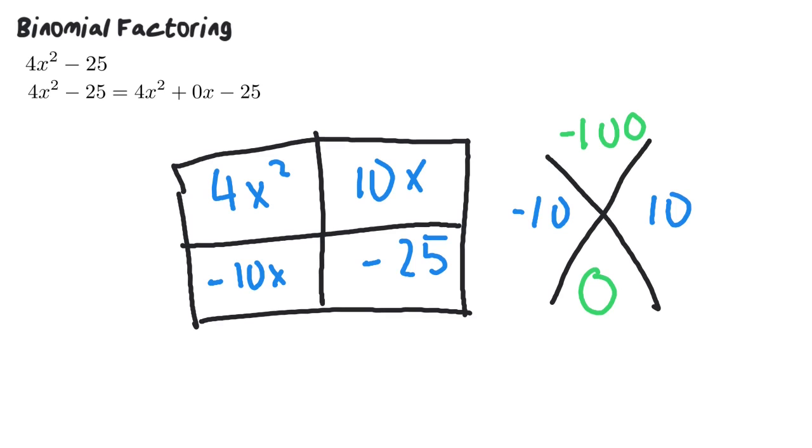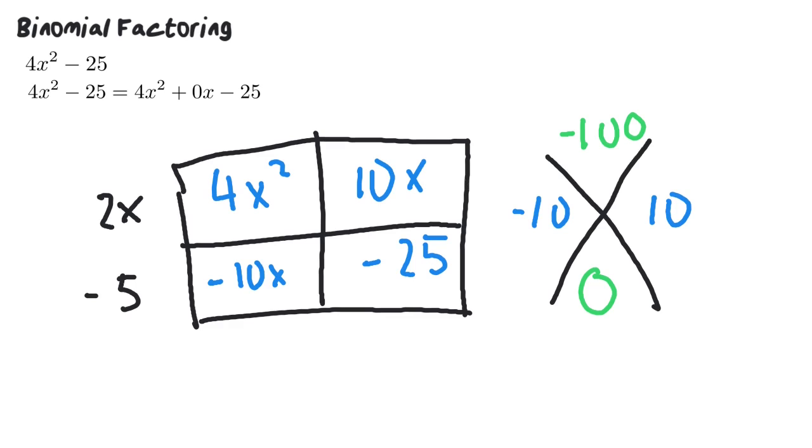So going across the top row from right to left, 10x and 4x squared, GCF is 2x. Bottom row, 25 and 10x, GCF is 5. Oh, we have our negative row. So remember, if the box next to the edge where you pull out the GCF has a negative in it, which this one does, negative 10x, we put the GCF as a negative.